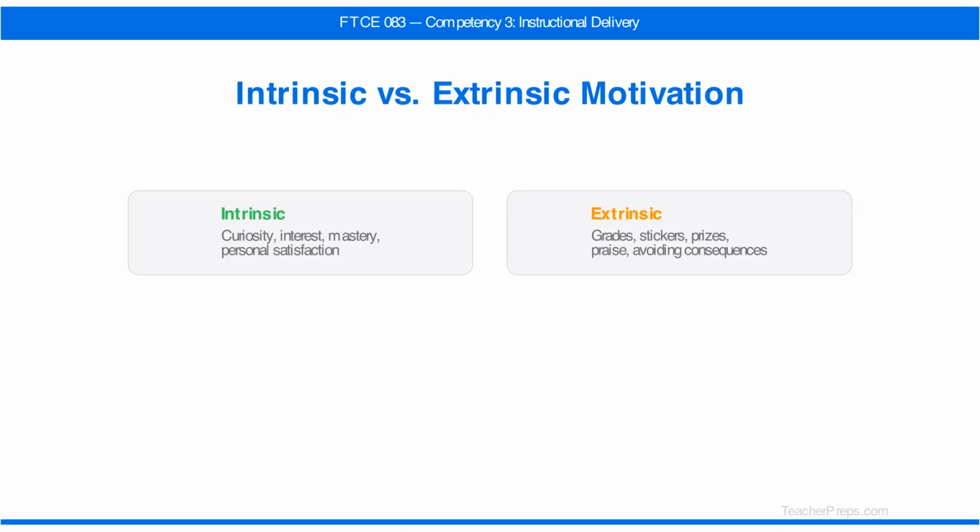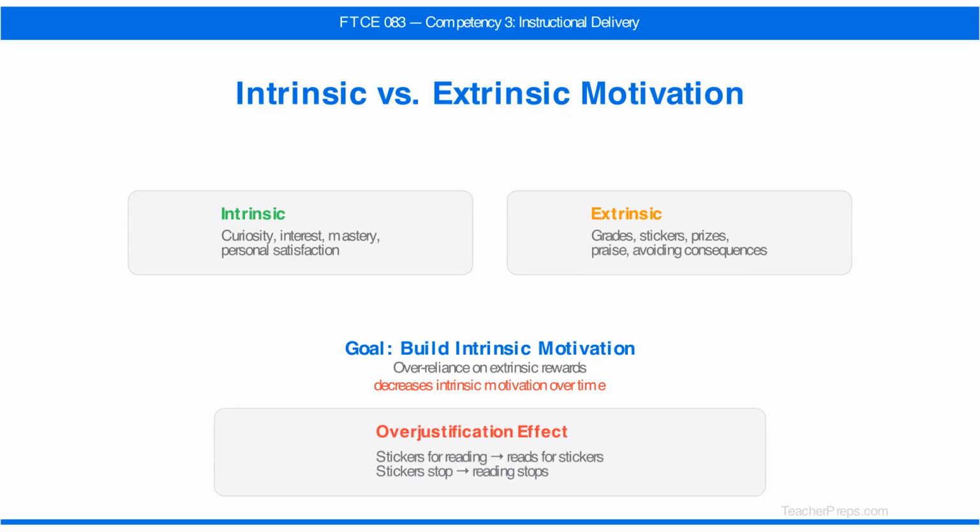Here's what the research tells us and what the exam will test. The goal is to build intrinsic motivation. While extrinsic rewards can help establish initial engagement, over-reliance on them actually decreases intrinsic motivation over time. This is called the over-justification effect. If you give a child a sticker every time they read, they start reading for the sticker instead of for the love of reading. When the stickers stop, the reading stops too. On the exam, the best answer almost always involves strategies that build intrinsic motivation, not adding more external rewards.